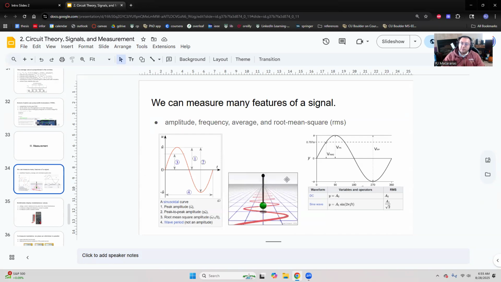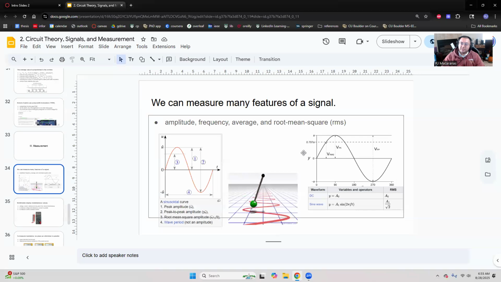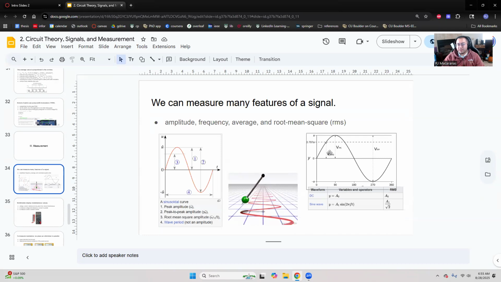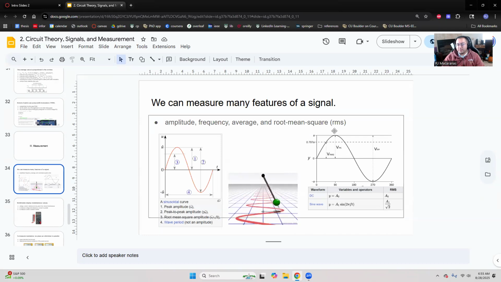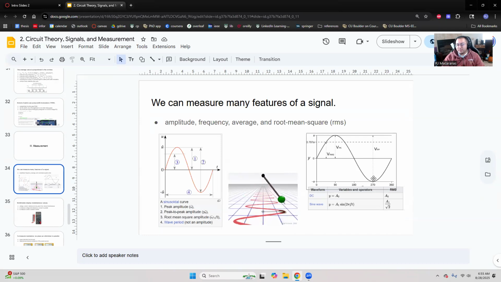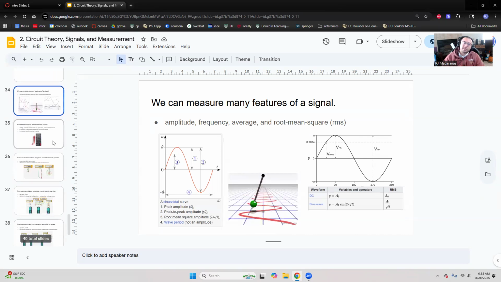What we do with the root mean square is we take the square root of the average of the signal squared, right? So we square this signal. What that in effect does is it scales up the positive half cycle, and it scales up the negative half cycle, but it also makes it positive. And in that way, we can get a more quantifiable measure of the signal with the root mean square.